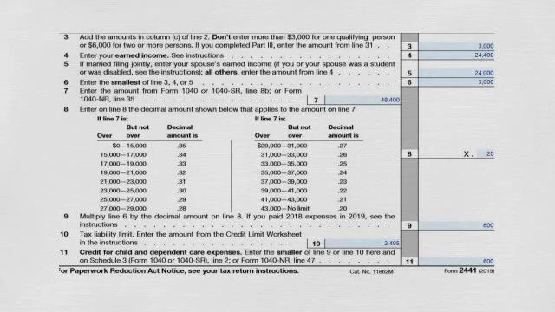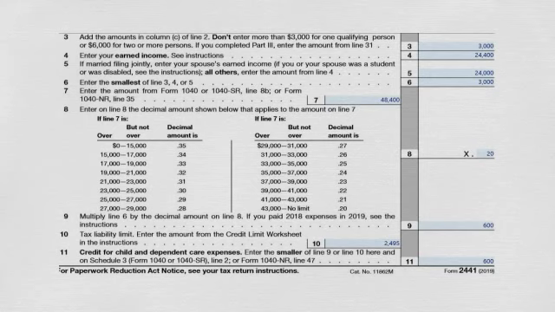On line 4, the earned income of the taxpayer, which is $24,400. On line 5, the earned income of the spouse, which is $24,000. On line 6, put the smallest of line 3, 4, or 5, which is $3,000. On line 7, put your adjusted gross income, and on line 8, the decimal from the table, which is 20% because your adjusted gross income is greater than $43,000.